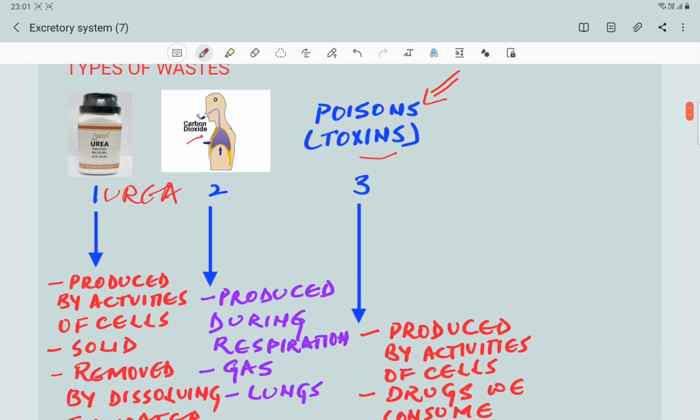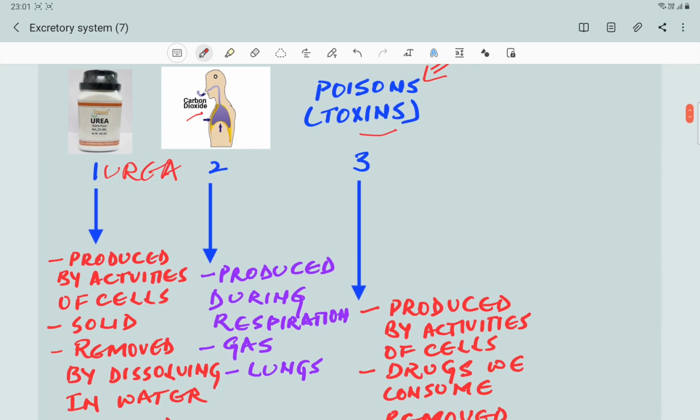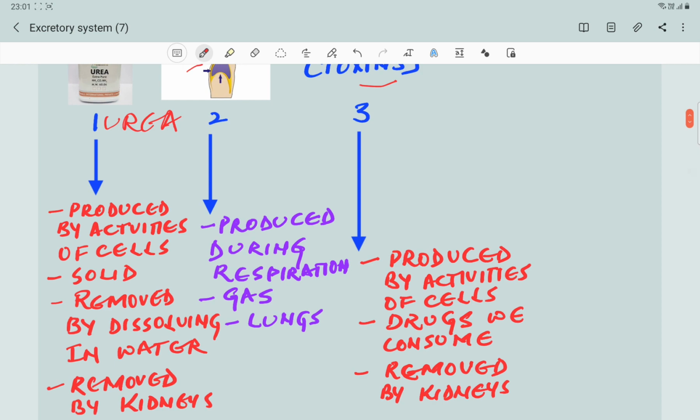Now, let us understand a little bit more about urea. Now, urea is produced by the activities of the cell. The first point here, it's produced by the activities of the cell. The body is made up of many cells. The cells perform various functions and produce this waste at the end.